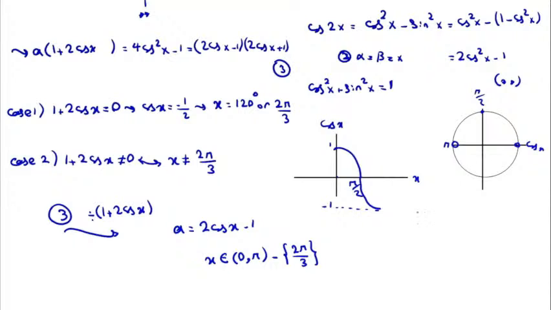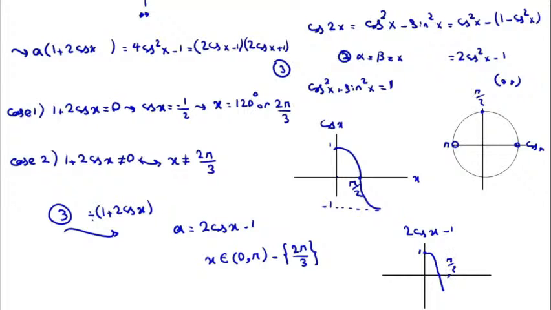Now, when you have 2 cos x minus 1, if we consider the diagram, this one will be what? 2 times 1 minus 1, which is 1. It starts from 1. And at 0 it will be 2 times 0 minus 1, which is negative 1. That means it will be something like this.